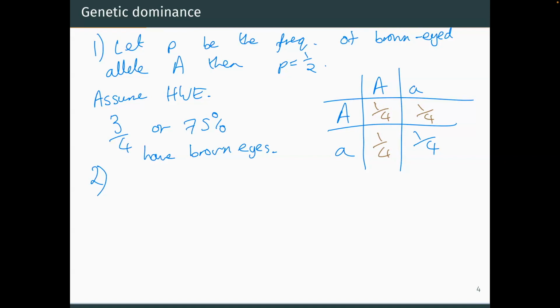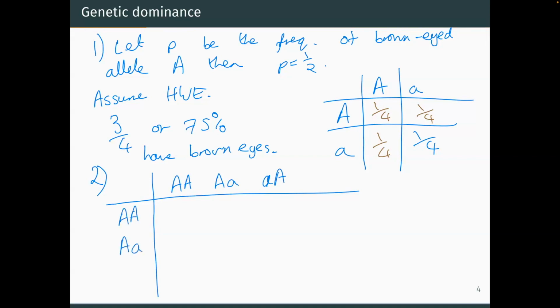So for the first one here, we're never going to get a little a, right? Because we only have big A's. So we know that we're just going to get 4 different combinations of big A's here. Here, we really have the same thing for this whole row and this whole column. Because as long as we have one big A, we're always going to have the brown gene, right? So for here, we'll get AA, AA, AA, AA.